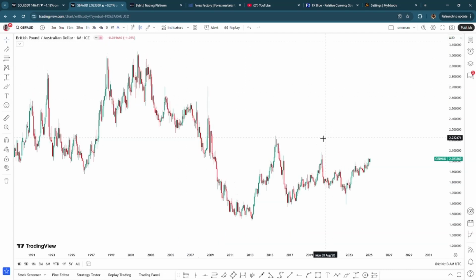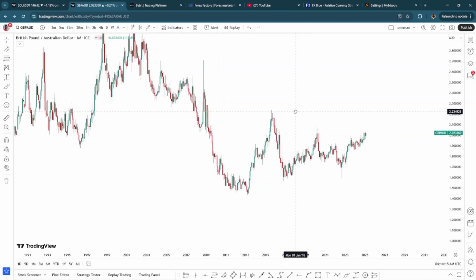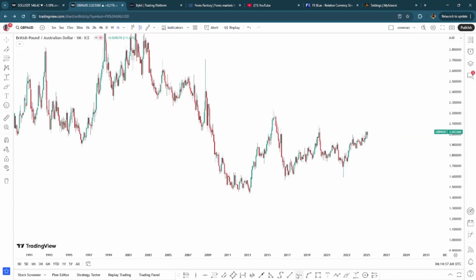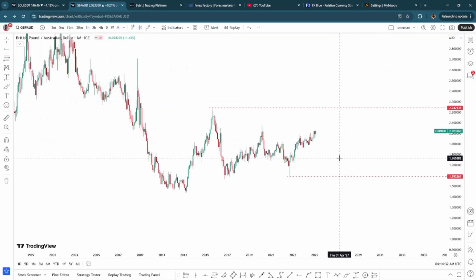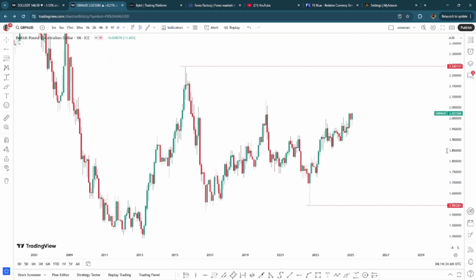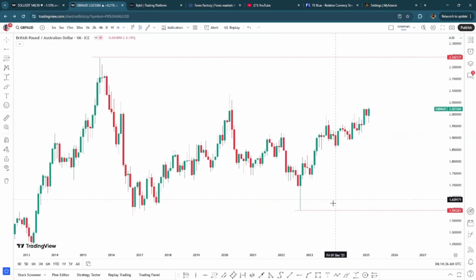We begin with GBPAUD with a top-down complete technical analysis from the monthly time frame. Now on the monthly time frame, we easily map out the most obvious key pivotal points. Here is a key pivotal point, or simply a key supply area. And here is also a key pivotal point, or simply a demand area.